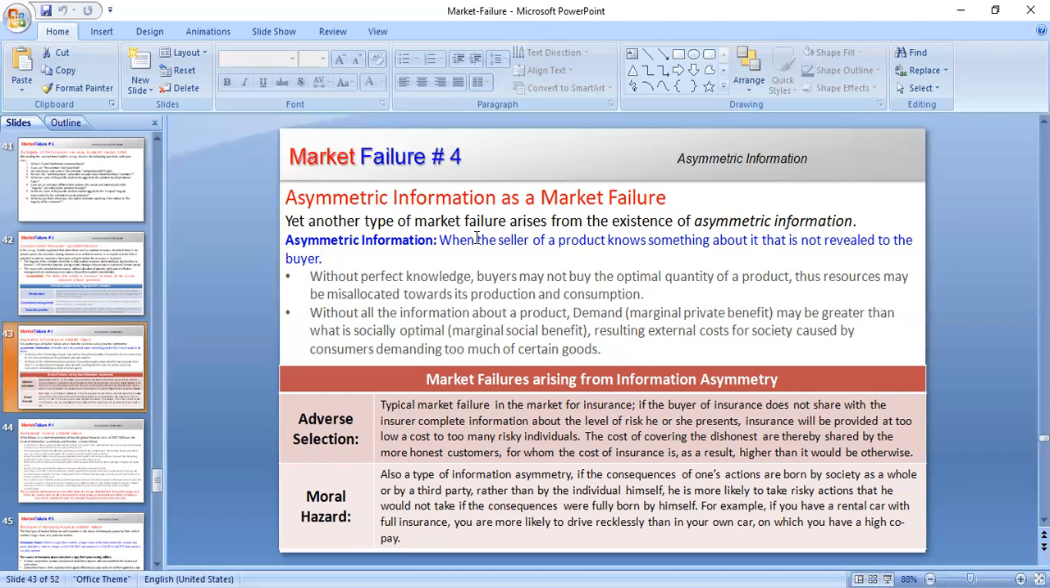Right. So with asymmetric information, it becomes a market failure. And because it's a market failure, it leads to the arising of certain problems, like adverse selection and moral hazard. Asymmetric information leads to the arising of adverse selection and moral hazard.